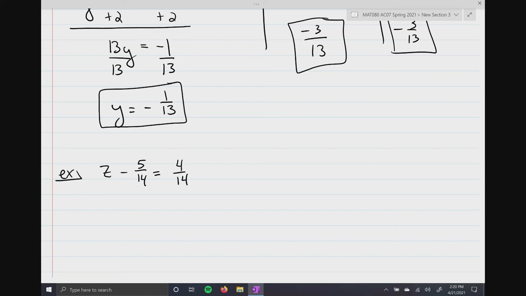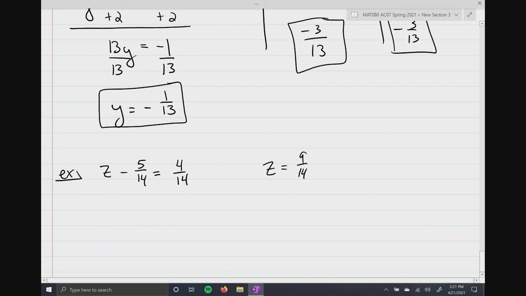All right, so B shared an answer. B said the answer should be Z equals, I'm going to write it here, Z equals 9 over 14. And I messaged her back and said, that's what I was thinking. So let's see if my thinking and the process that B used is actually correct.